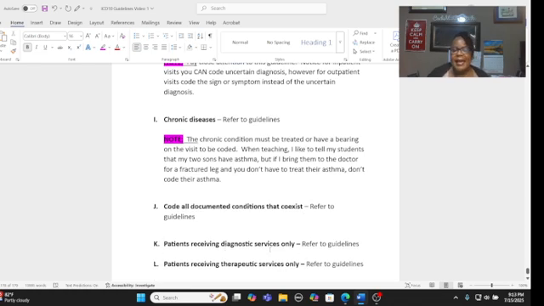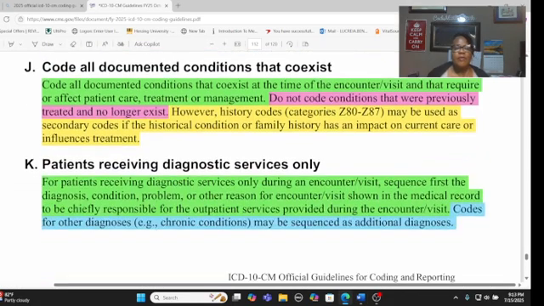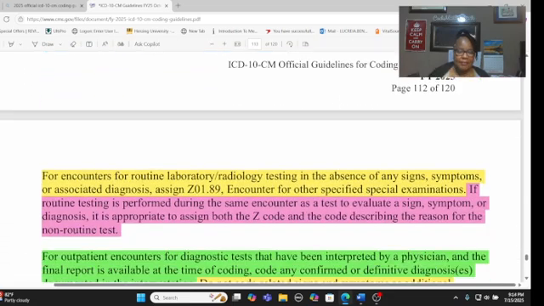K, patients receiving diagnostic services only. Refer to the guidelines. We're at K. For patients receiving diagnostic, now think about it, diagnostic services only during an encounter or visit, sequence first the diagnoses, the condition, the problem, or other reason for encounter or visit shown in the medical record to be chiefly responsible for the outpatient service provided during the encounter or visit. Codes for other diagnoses, such as those chronic conditions, may be sequenced as additional diagnoses.